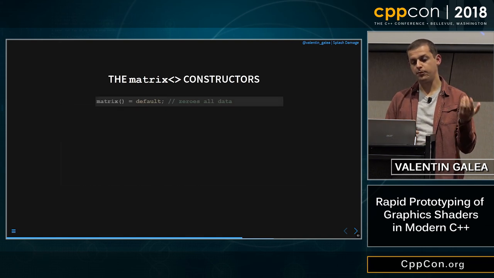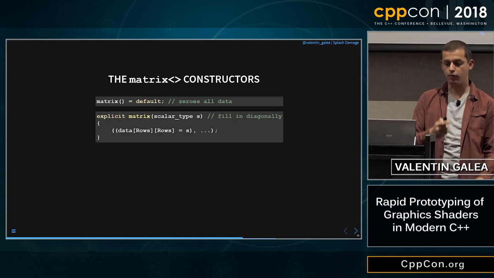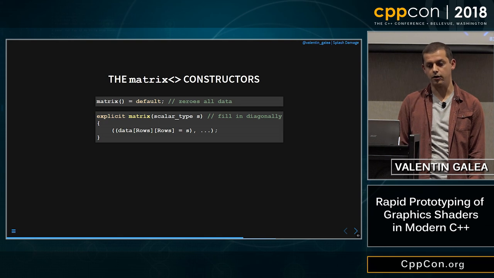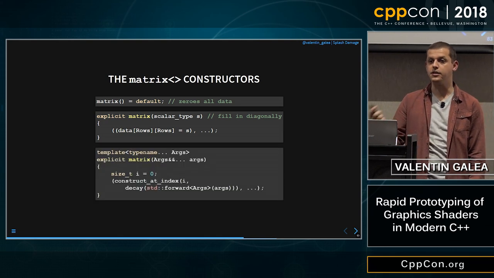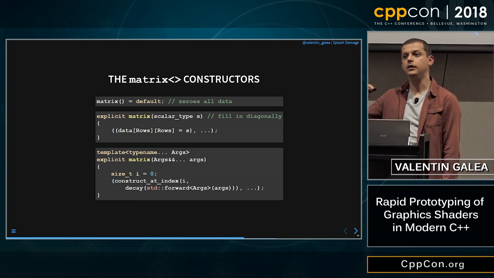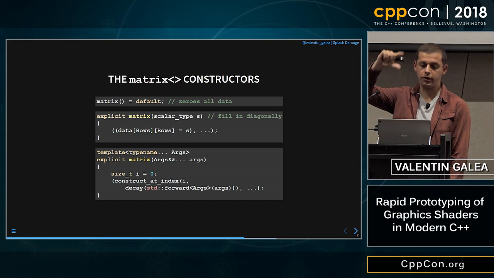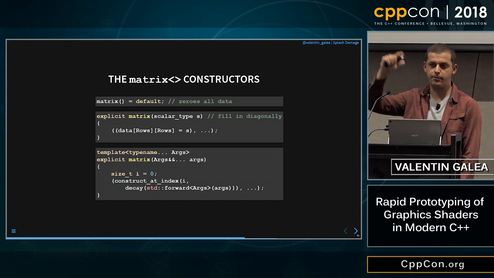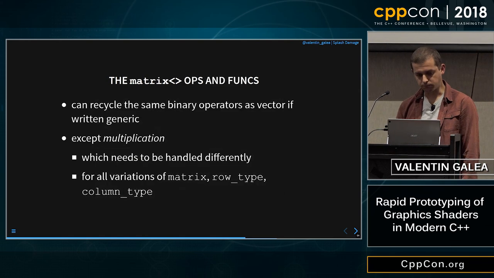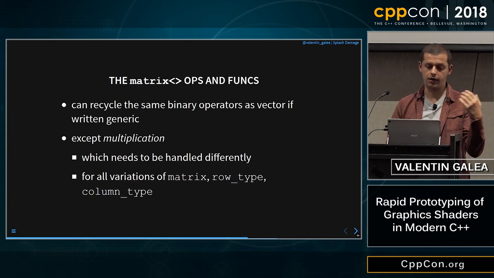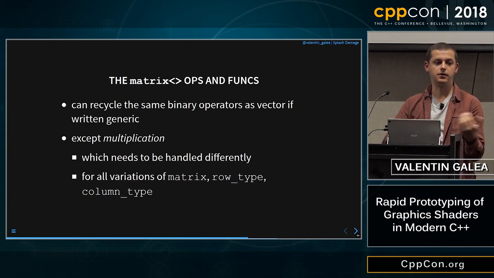Once we have this, we can pull again the nice tricks of the folding expressions. So look how easy it is to just fill the diagonal of a matrix. And the same idea: look how easy it is to do that more complicated constructor that takes either subvectors or scalars. You just call this constructed index, making sure you don't go overboard. If you made sure to extract those binary operators into a utility class, we can just recycle them. Except multiplication. Multiplication is a harder one because it behaves differently. It's the mathematical aspect of it. So you would need to provide all the overloads, like when the vector is on the left, when the vector is on the right, or when there are two matrices.